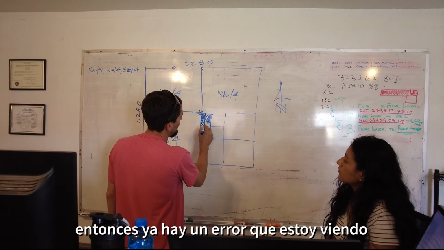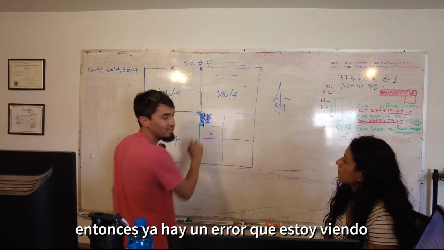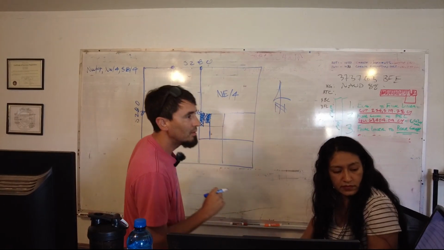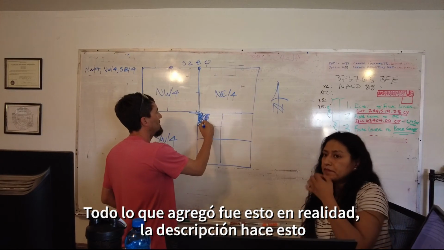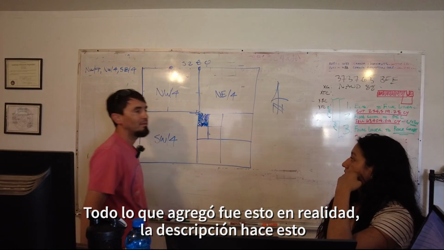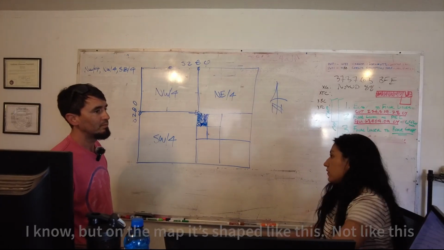So there's already a mistake I'm seeing. Unless it's contiguous. Well, all he added was this. So really, the description does that. Right.